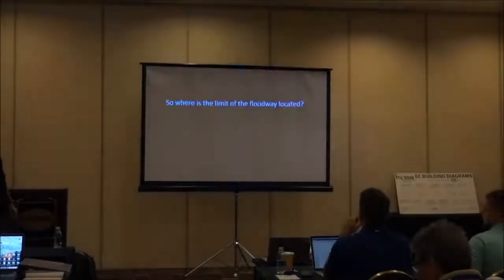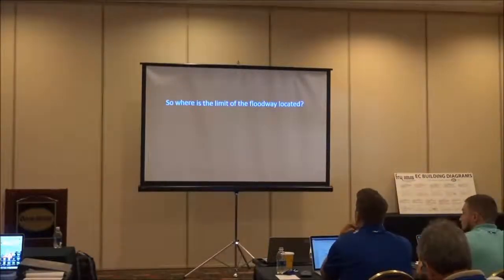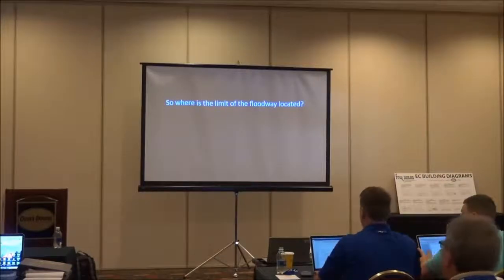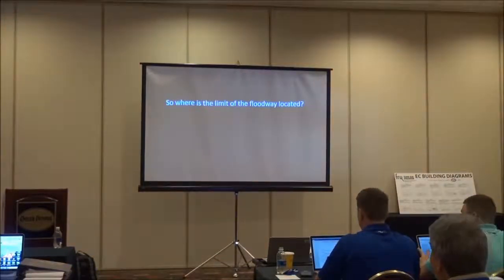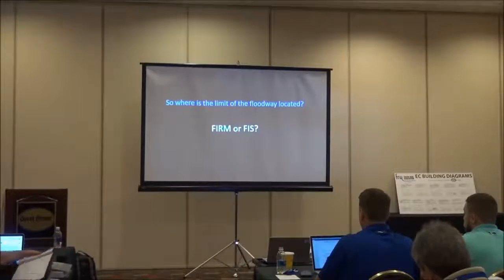So, we're still revisiting the same area, so don't feel like I'm trying to leave you behind. If anybody feels left behind, let me know. We can still cover this. So where is the limit of the floodway located in our little example here? Where do I find that? Do I find that in the FIRM or the FIS?